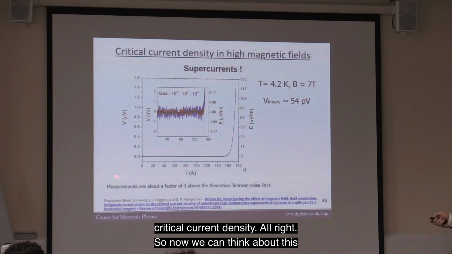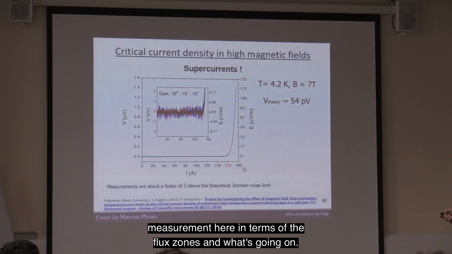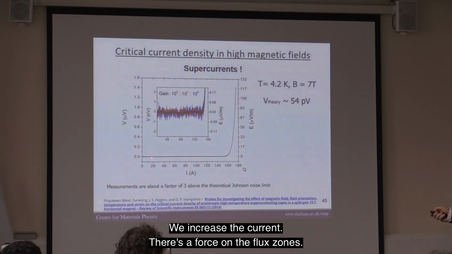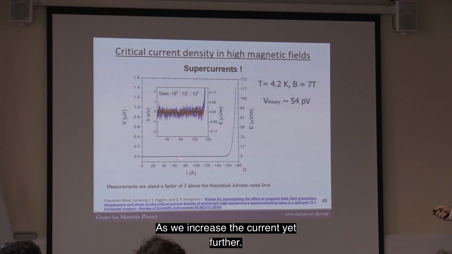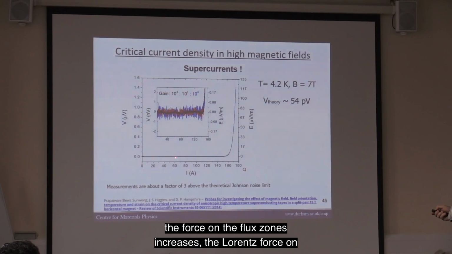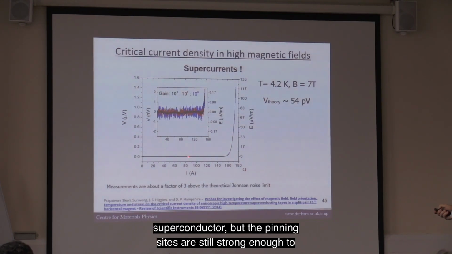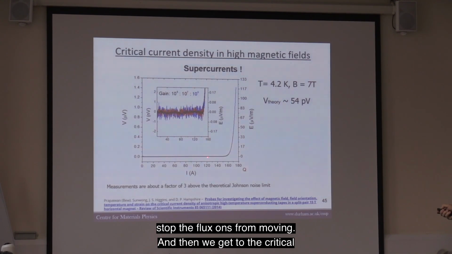All right, so now we can think about this measurement here in terms of the fluxons and what's going on. We increase the current, there's a force on the fluxons, but the fluxons are held by the pinning sites. As we increase the current yet further, the Lorentz force on the fluxons increases, but the pinning sites are still strong enough to stop the fluxons from moving.